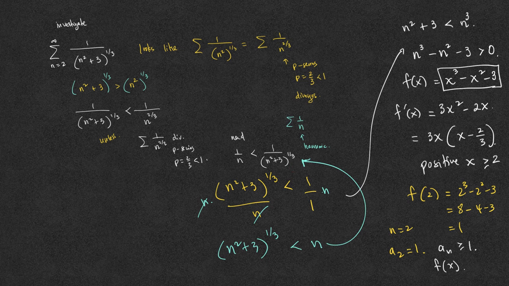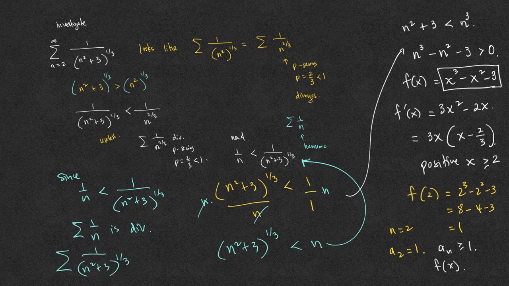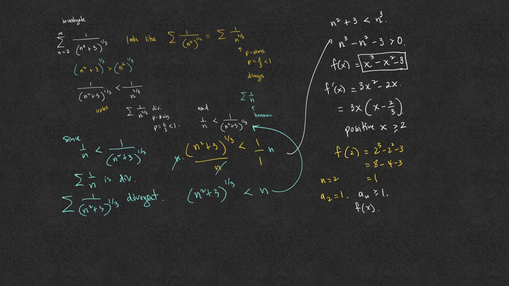Now, since we showed that 1 over n is less than 1 over n squared plus 3 to the 1/3 power, and we know that the series 1 over n is divergent, therefore the larger series 1 over n squared plus 3 to the 1/3 is also divergent by the direct comparison test. We should always state the name of the test we use. In this case, it is the direct comparison test.